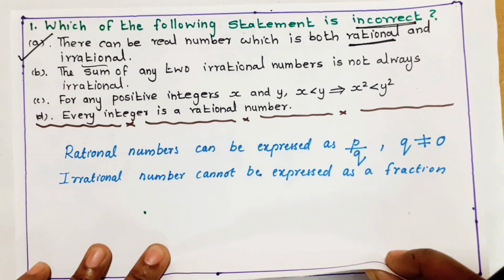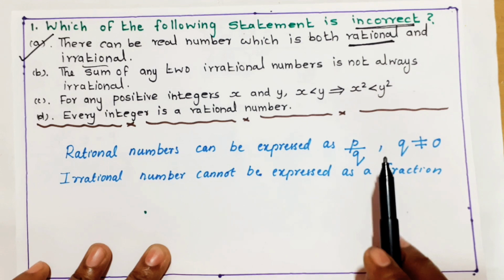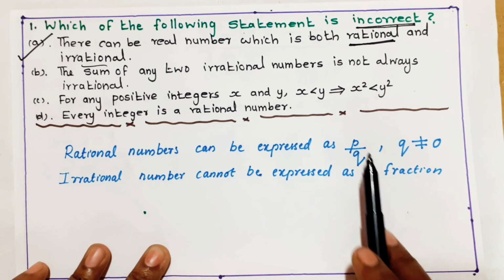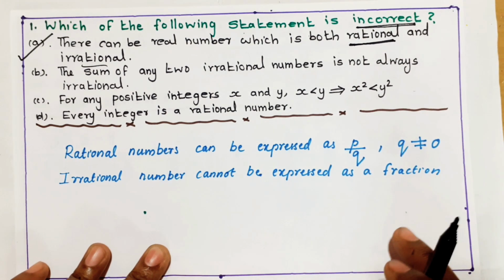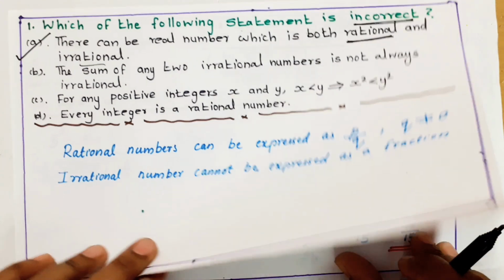So you remember what is a rational number. We need to write it in terms of p by q.